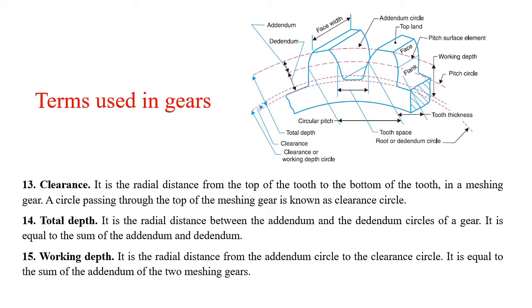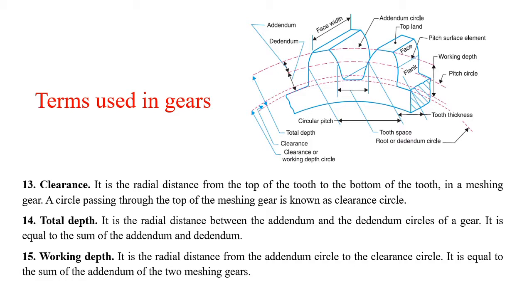It is the radial distance from the top of the tooth to the bottom of the tooth in a meshed gear. This distance is called clearance, and a circle passing through this top of the meshing gears is known as a clearance circle. This is important if you have to avoid the undercutting of the tooth by another tooth, then clearance is very important.